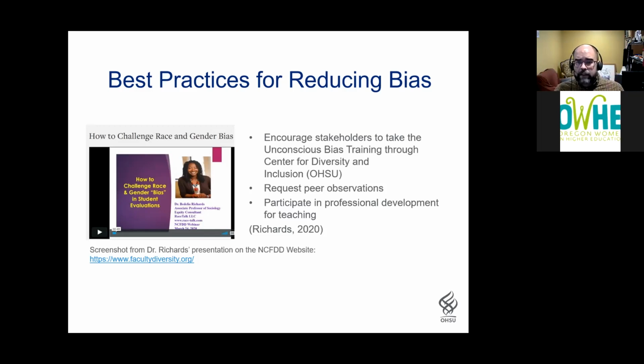But a caveat to this is to remember that just because you're getting an observation from a peer does not mean that they are immune to bias. So keep that in mind when you're reviewing their observations, because you know what, they may be biased too. So just have that notion in mind if you're going to have peers assess your courses.